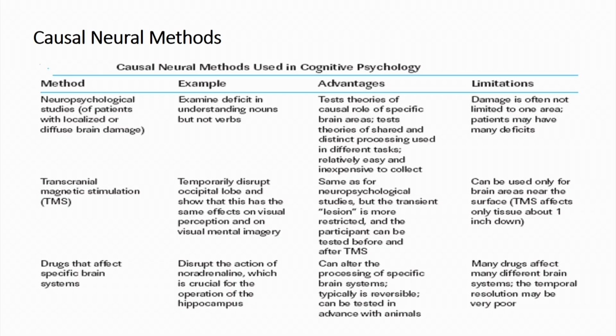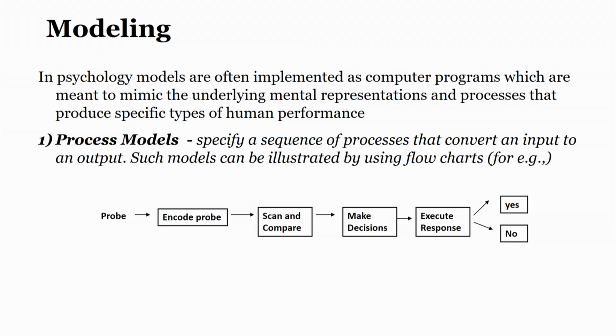Also, the limitation is that many drugs can create many other problems, and so this has to be used under supervision. The last method that we discuss here of studying cognition or cognitive psychology is using modeling. So, in psychology, models are implemented as computer programs which are meant to mimic the underlying mental representation and processes that produce different specific types of human performances.